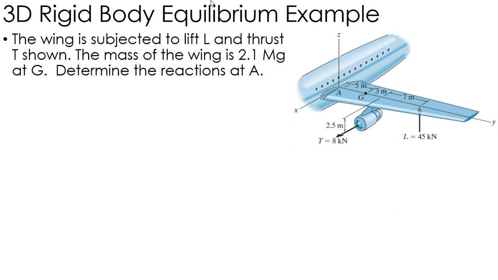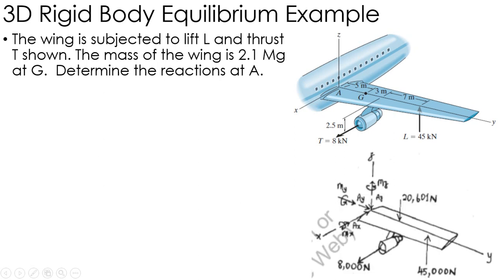In this problem, I have a wing on the side of an airplane connected at the fuselage. I have a lift of 45,000 newtons acting right here. I have thrust of 8,000 newtons acting right here. And I have a mass at G of 2,100 kilograms, or 2.1 megagrams, acting at G. And again, at A, I'm essentially fixed at the fuselage.